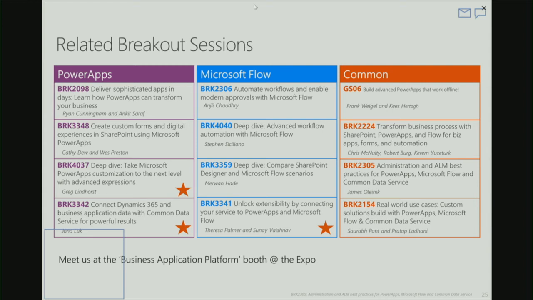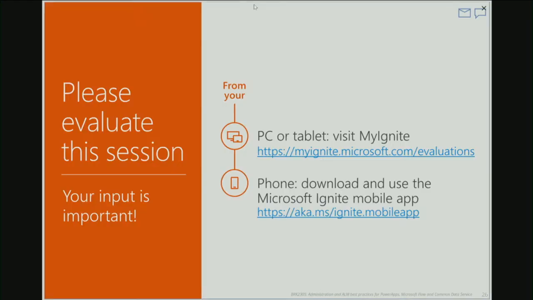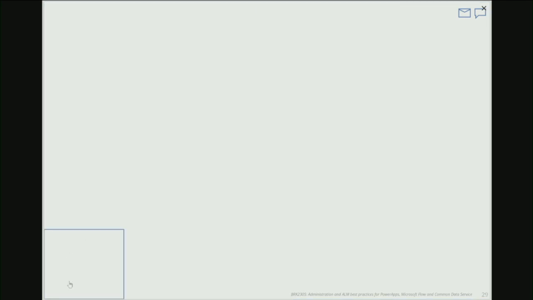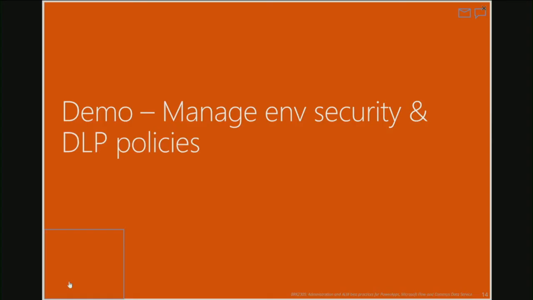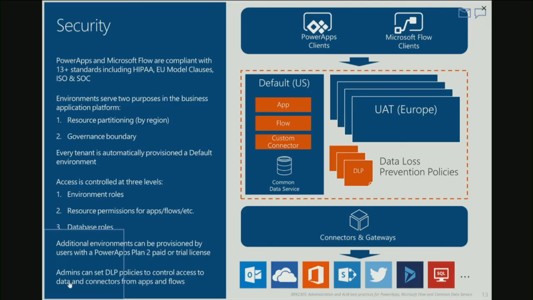So if I go back to the, let's go back here. Oops. Let's go back to that security slide for a second. So one thing I do want to call out is that connectors and gateways. So whenever someone launches an app or a flow, sorry, where did you go? Oh, sorry.